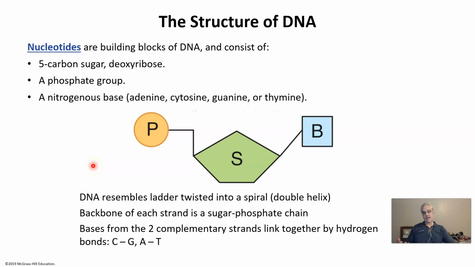And then, of course, when you have another, that's half a ladder. The other half of the ladder would be bases on the other side of DNA, and they connect up, and then they twist into the spiral that you recognize. So we call the sugar and the phosphate the backbone. It says here a sugar-phosphate chain. I'm going to show you a picture of that in a minute.